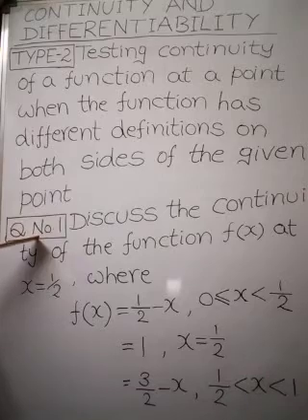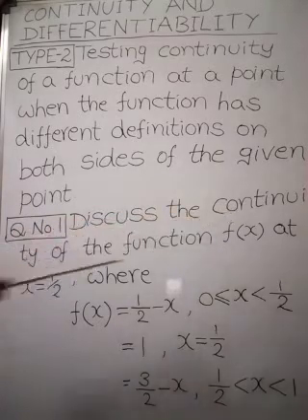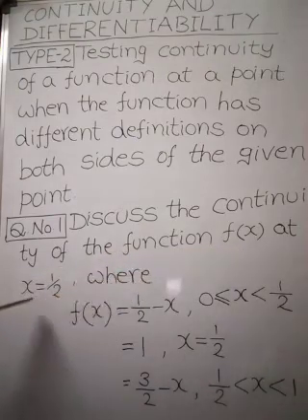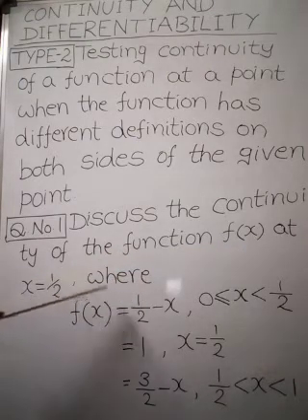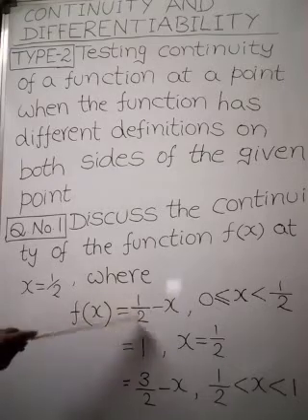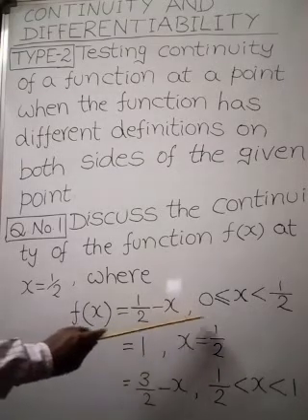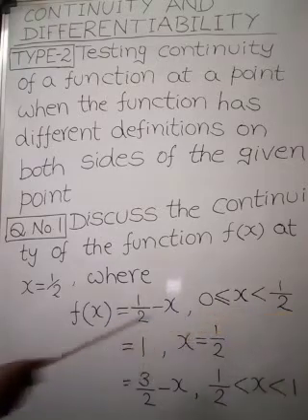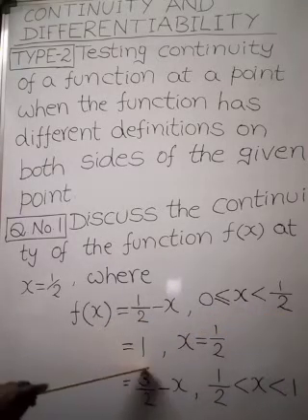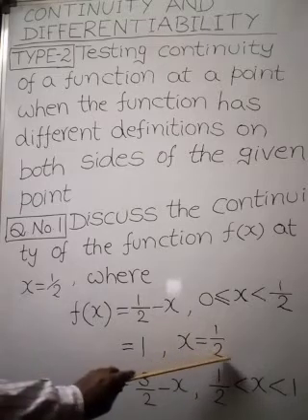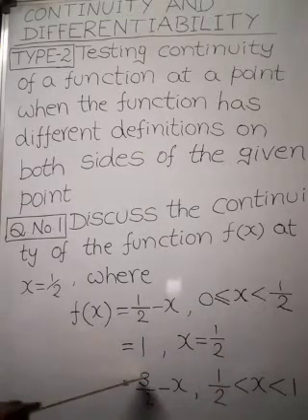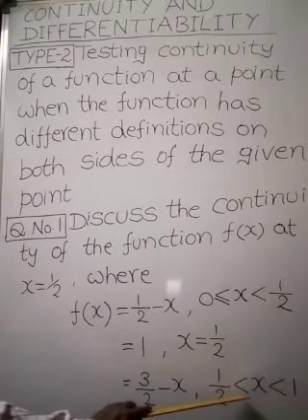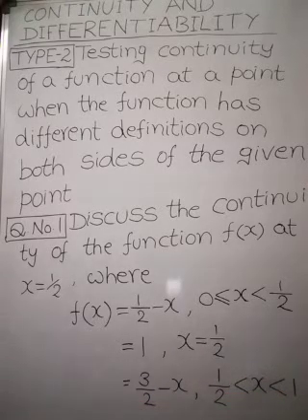Question number 1. Discuss the continuity of the function f of x at x is equal to 1 by 2, where f of x is equal to 1 by 2 minus x, 0 less than or equal to x less than 1 by 2. F of x is equal to 1 when x is equal to 1 by 2. F of x is equal to 3 by 2 minus x, 1 by 2 less than x less than 1.